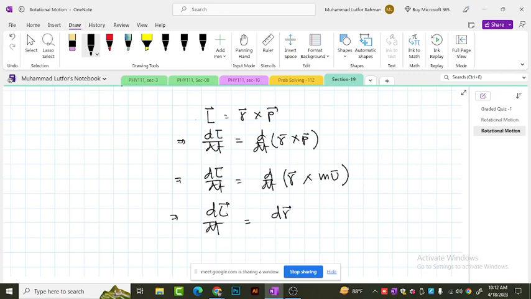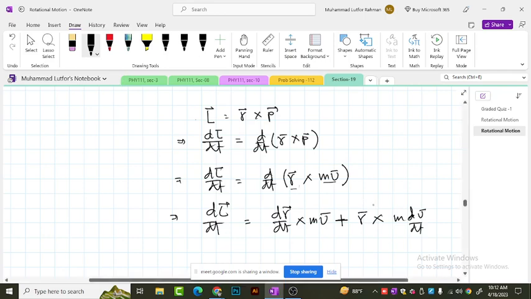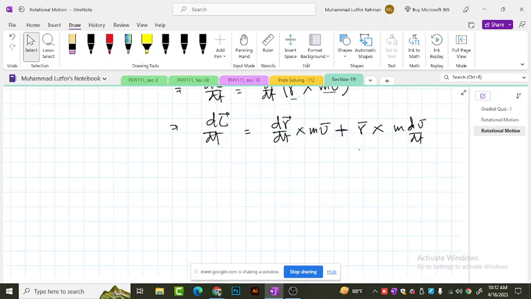dr over dt I'll keep m into v. So when I'm taking the derivative of the first function, I take the second function intact, plus in the second case I'll take the derivative of the second function keeping the first function intact. So that's why I'm writing this as r cross m into dv over dt. Since m is a constant, if I take the derivative of m, this will give me basically 0. Fine. So let's write down dL over dt. So what will dr over dt give me? Rate of change of position with respect to time. What would it be?